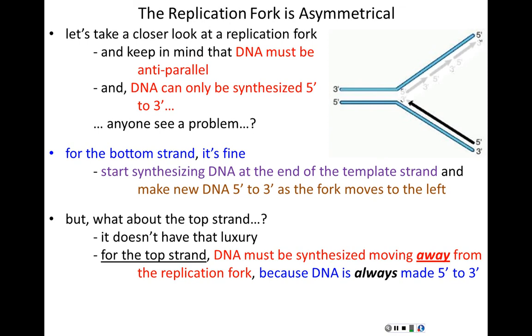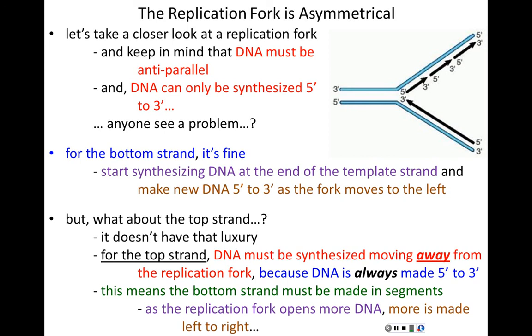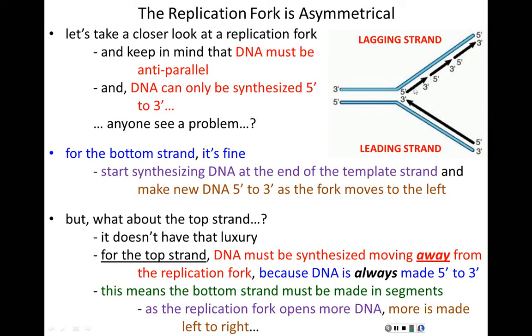What this means is that the top strand needs to be synthesized in segments. As the replication fork moves forward and opens up more template DNA, more DNA is made, but it's made in a backstitching way, going away from the replication fork. By definition, strands where DNA synthesis can be done continuously are called leading strands. Strands where DNA synthesis must be done away from the replication fork, discontinuously, are called lagging strands.